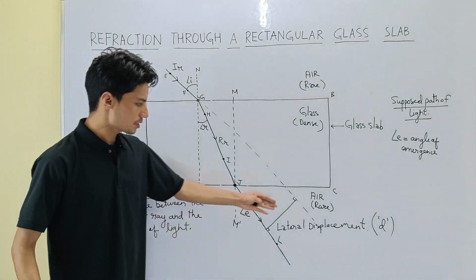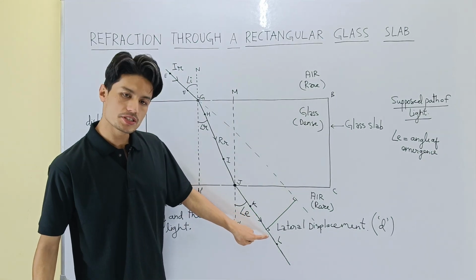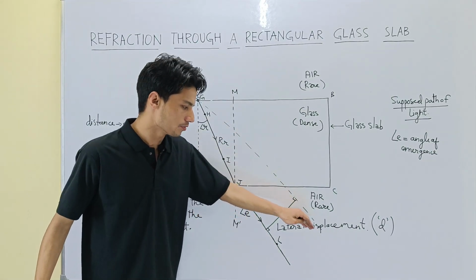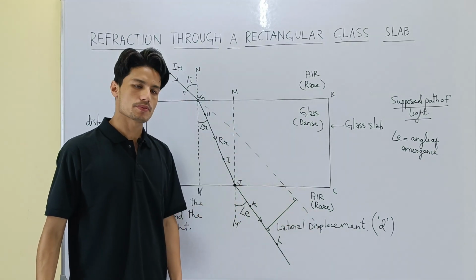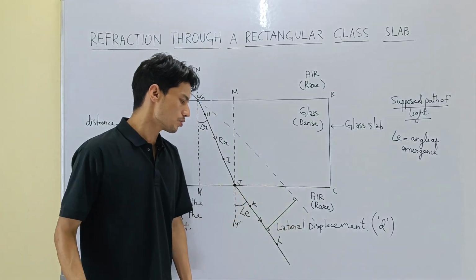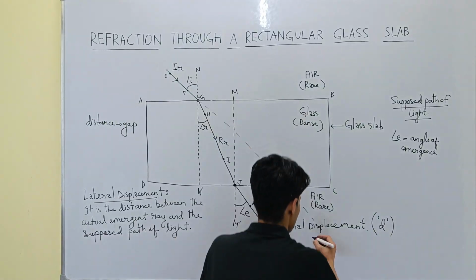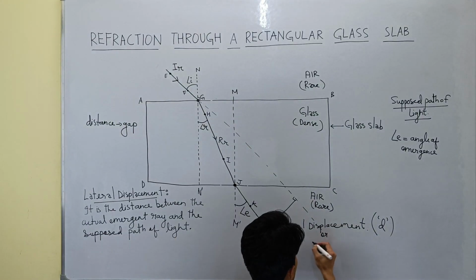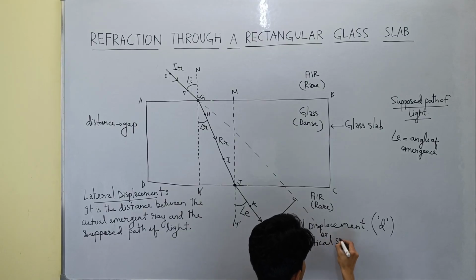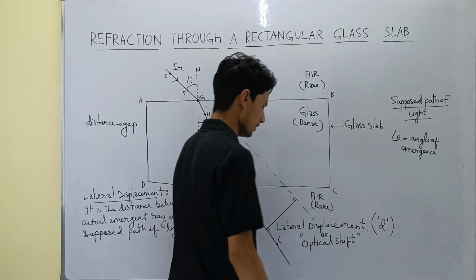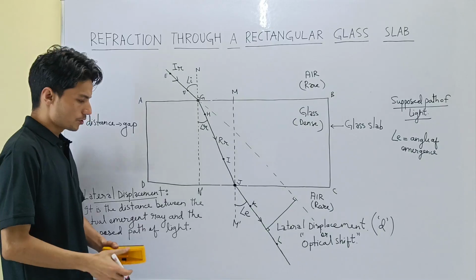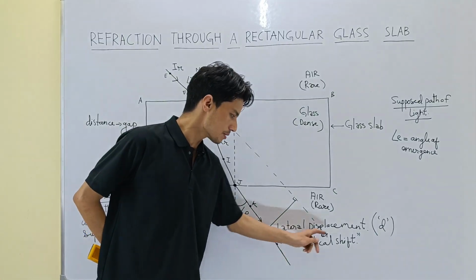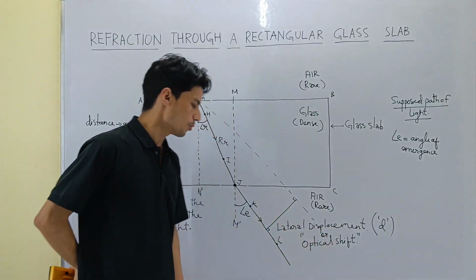So lateral displacement is the gap between the actual emergent ray and the supposed path of light. This is called lateral displacement. Lateral displacement is also known as optical shift. Maybe it may be important for you, so remember that lateral displacement is also known as optical shift.